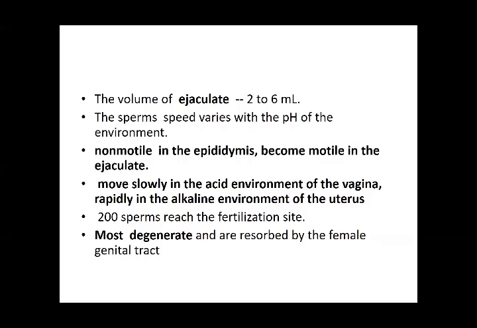But it is also said that if the acidity is more in the female genital tract, then there are more chances of infertility, because these sperms die out and they cannot move up to the fallopian tube. About 200 sperms reach the fertilization site. Most degenerate and are reabsorbed by the female genital tract. Only a few pass through the different processes and fertilize the ovum in the ampullary part of the fallopian tube.